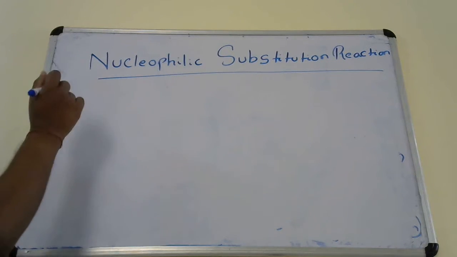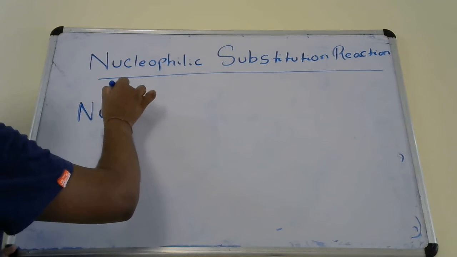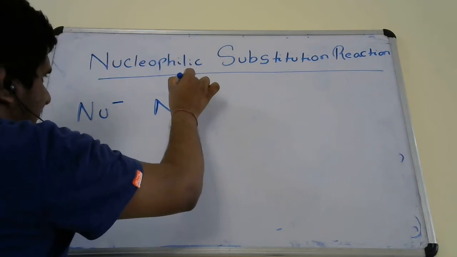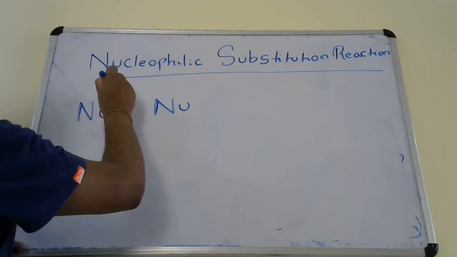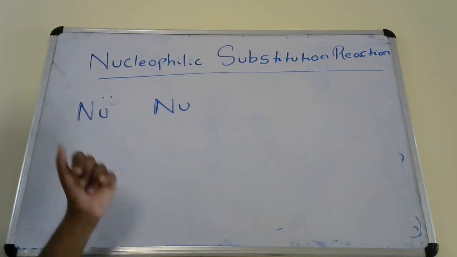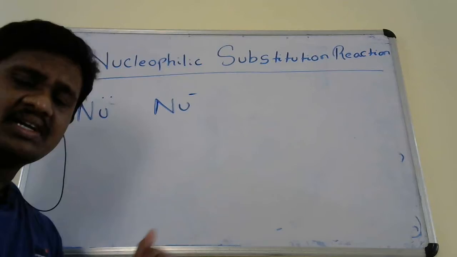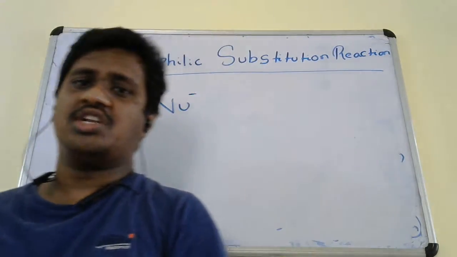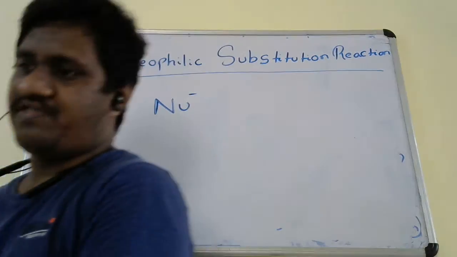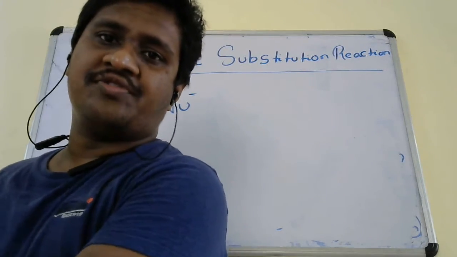Now, first of all, what is a nucleophile? A nucleophile is any species, any atom or any ion, which has a lone pair of electrons or has a negative charge. So what actually happens in a nucleophilic substitution reaction is that a nucleophile is replacing another nucleophile.